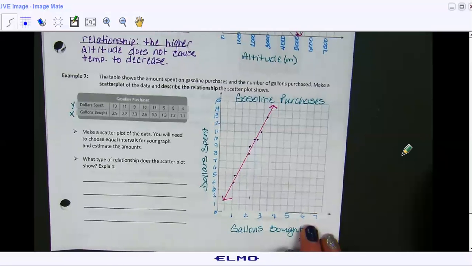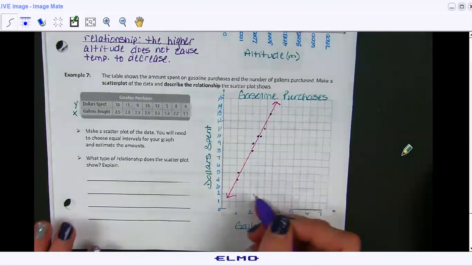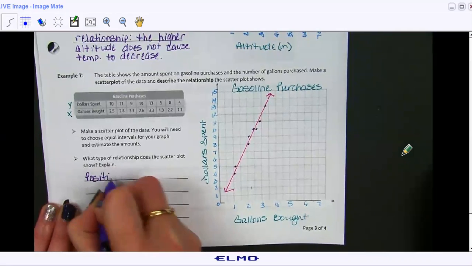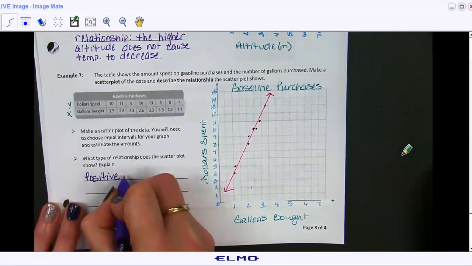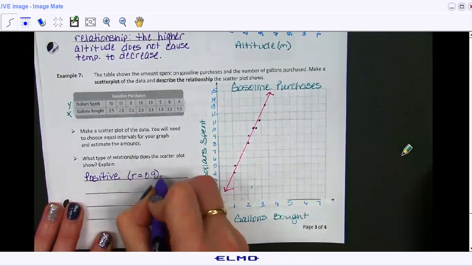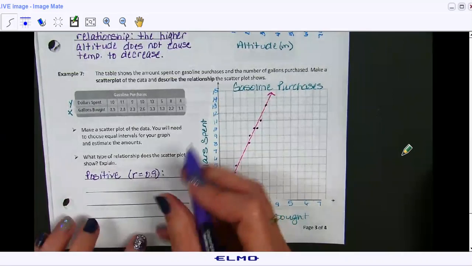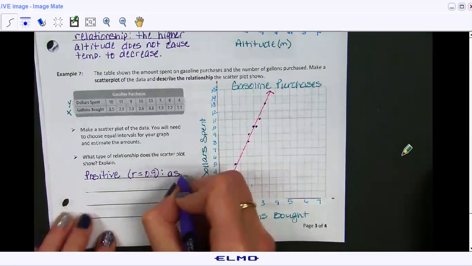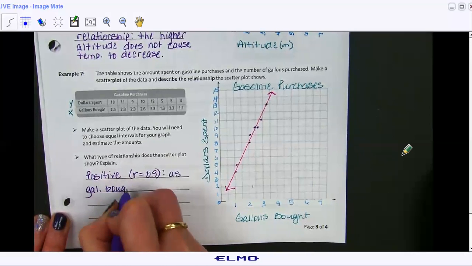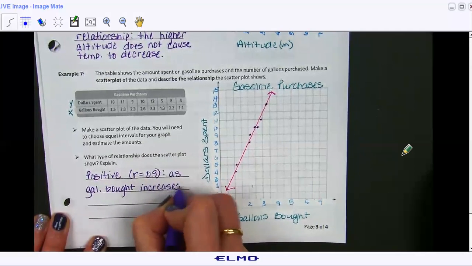Okay, so this is what your graph should look like. And what type of relationship do you see? Positive. Positive, yes. And the correlation coefficient would probably be close to positive 0.9. Okay, and we could describe this as gallons bought increases, dollars spent increases. We have to draw the line. Yes. Dollars spent.